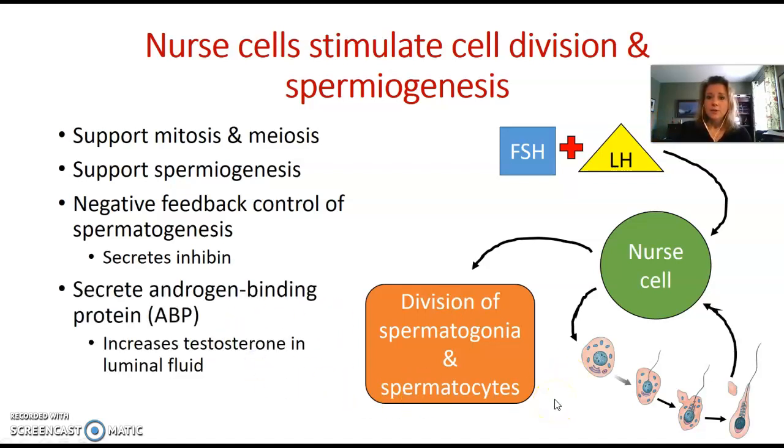But the other thing that the nerve cell does is it secretes an androgen binding protein, an ABP, and that is going to attract and bind to testosterone, increasing the amount of testosterone that is present in the seminiferous tubules in order to further the maturation of the new spermatids. It's going to support spermiogenesis.